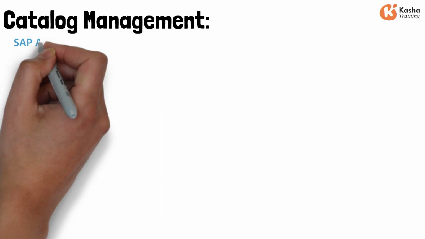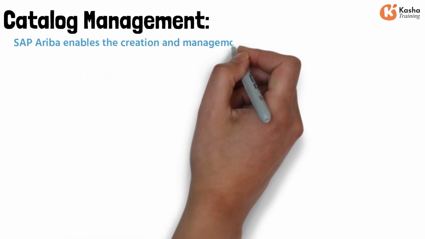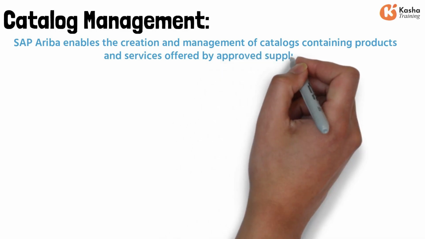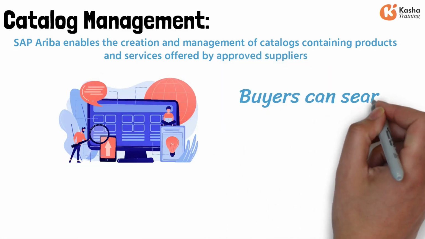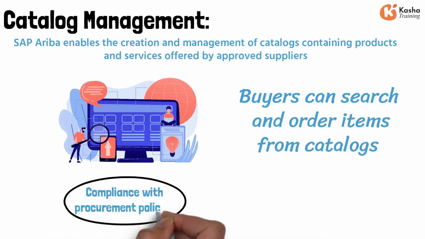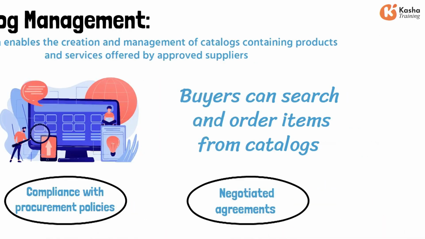Catalog management. SAP Ariba enables the creation and management of catalogs containing products and services offered by approved suppliers. Buyers can search and order items from catalogs, ensuring compliance with procurement policies and negotiated agreements.